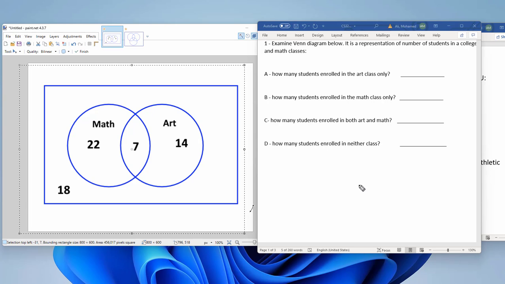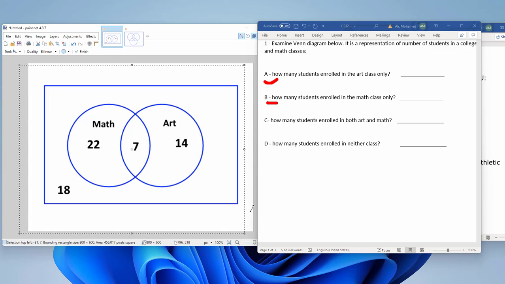This is our first quiz, and I thought if I do it on video and send you the link, it'll be kept there for a long time so you can always review it for a final exam or for another quiz. So here we go. The first one is testing your understanding of the Venn diagram. You're given this Venn diagram and asked to examine it and answer these questions.